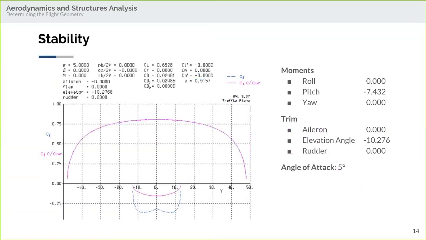You can see here, this is our stability analysis that we performed using AVL. On our Trefftz plot, you can see we'll likely be stalling at the root, which is ideal for this application as it will prevent a rolling movement that might be induced if we stalled at the tip. Some of the key values that were found from our stability analysis were a roll of 0, a pitch of negative 7.432, yaw 0, aileron is 0 for our trimming, elevator angle of negative 10.3, and our rudder's at 0, and that was with an angle of attack of 5 degrees.